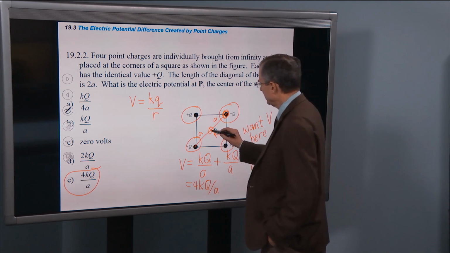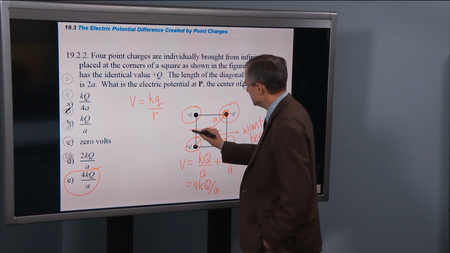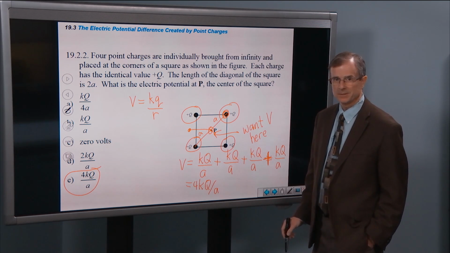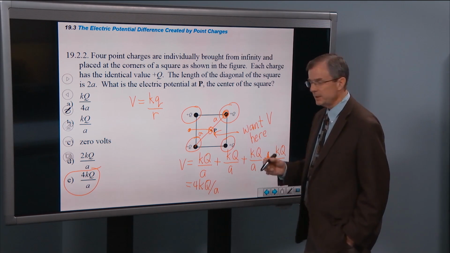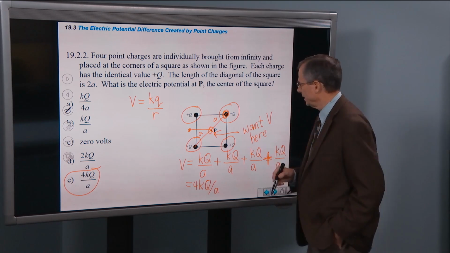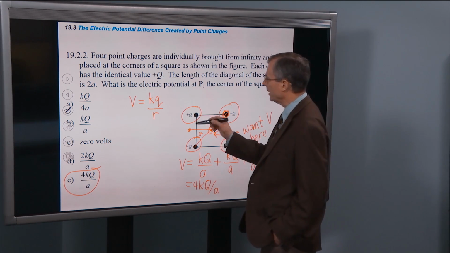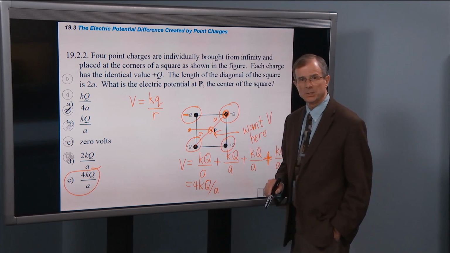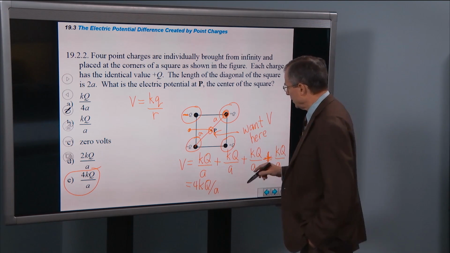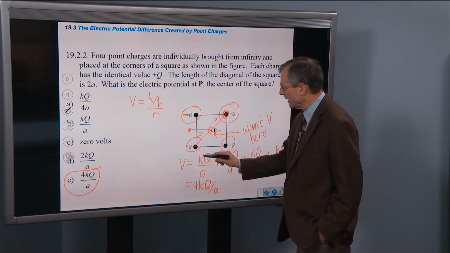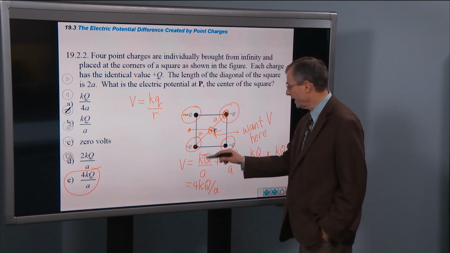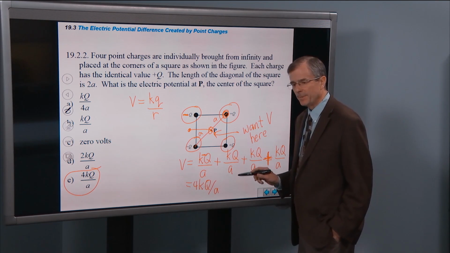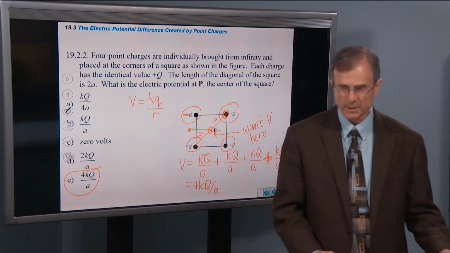I mean, you could have had a fifth one at a distance A right here, and it would have just added another identical term onto this list. That's it. The only thing you do have to keep track of, though, is if one of these charges, for example, had been negative. Suppose this one had been negative, a minus Q. Then what would you have done? Well, then you would have put in a minus Q here. And so then that one would have canceled one of these other terms. But you don't have to worry about direction with electric potential.